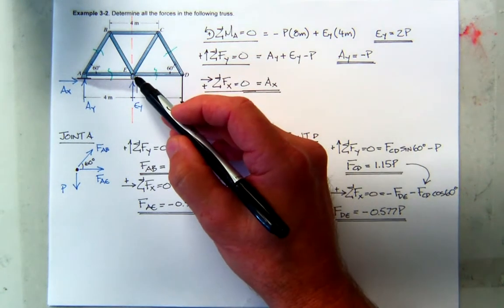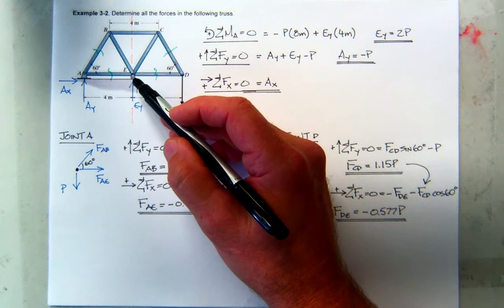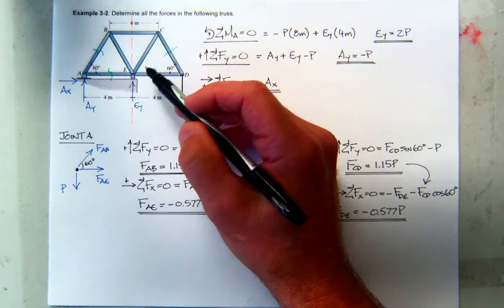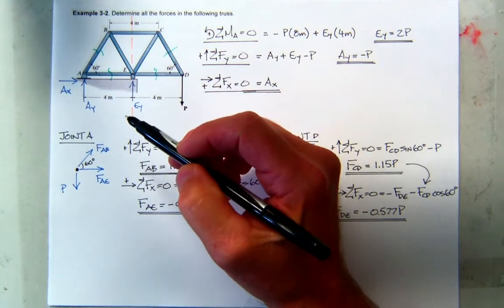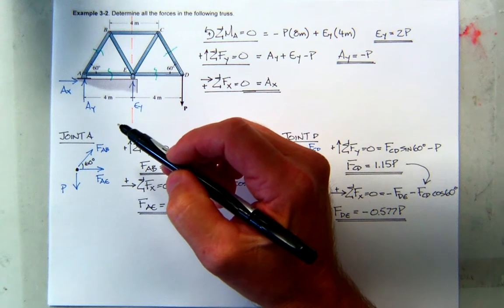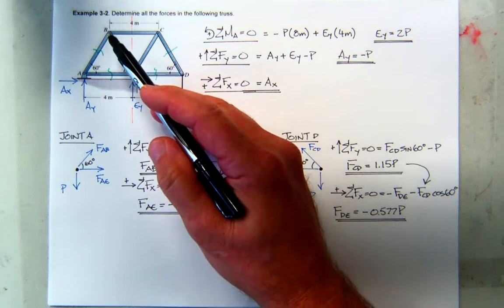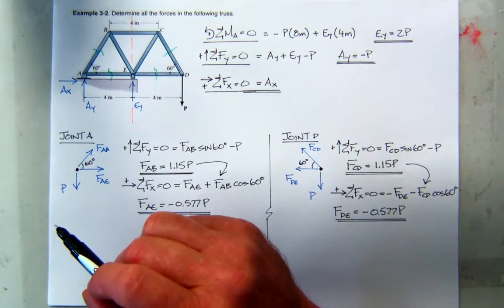You can go to E, but E is going to be a little tricky. Even though you have these two, you have two unknowns. They both have X components. They both have Y components. You have to solve them simultaneously. It's not hard, but you could do it. I think I'm going to take the easier route, and I'm going to do B and then C. Okay?